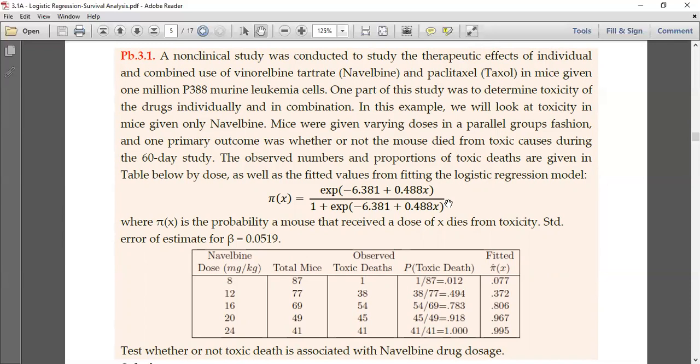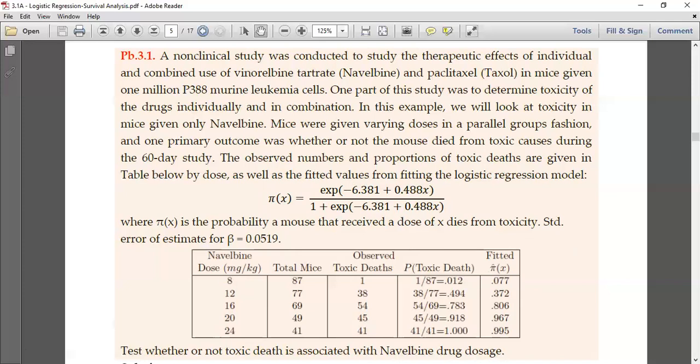All right. Now the summary of this problem is simple. They have taken different dosages of a drug and a fixed number of mice. They have seen whether toxic death is observed or not, and calculated the probability. They obtained this equation. This is the logistic equation they have got. Here x is nothing but the dosage level. Pi of x is nothing but the probability of death. This is the fit value. Once they have done the curve fitting to this equation, this is the fit value.